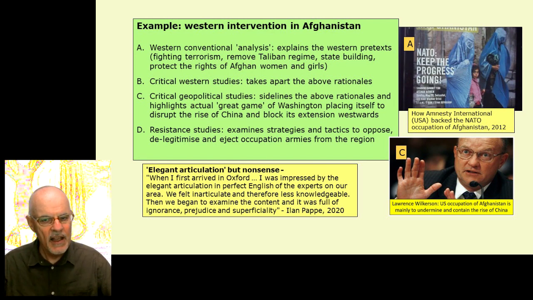So geopolitical studies sidelines those rationales, those false pretexts, and highlights what used to be called the great game. That is to say, the overarching strategy that's going on. In this case of Washington placing itself to try and disrupt the rise of China and to block its Belt and Road, its extension westwards, its influence with the rest of the world, particularly in Eurasia. Now we have a fourth way of looking at this, resistance studies, which examine strategies and tactics to oppose, delegitimize, and eject occupation armies from the region and to penetrate that ideological battle that's going on there and the pretext, the new names that are given for imperialism and colonialism these days.